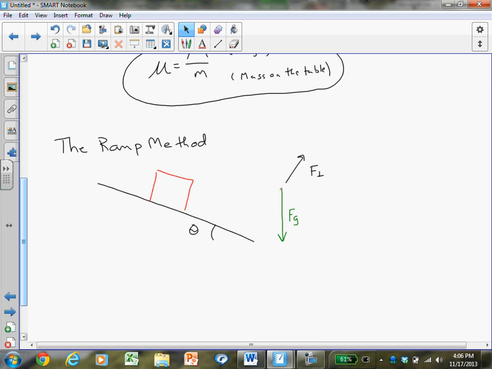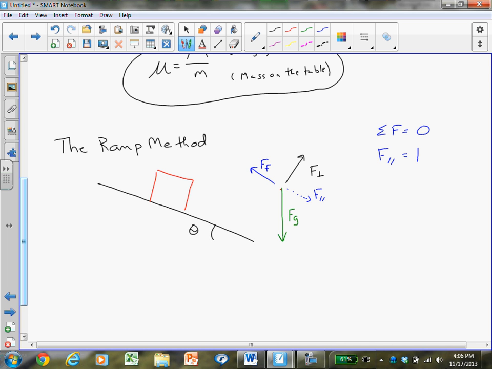And when it just starts, till the block just starts to move. When that happens, our friction force is just equal to the component of gravity in the plane, which we call the parallel force. So the sum of the forces equals 0, so F parallel equals F friction.